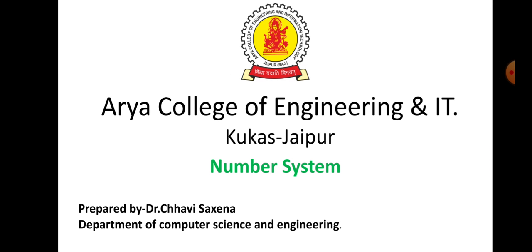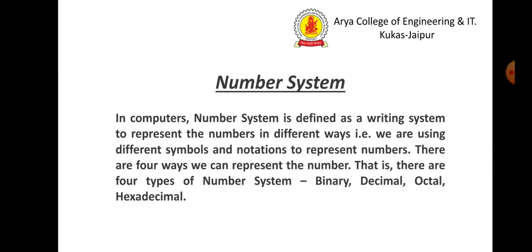In this video, we are going to discuss the number system. What is a number system? In computers, a number system is defined as a writing system to represent numbers in different ways. There are basically four ways in which we can represent a number: binary, decimal, octal and hexadecimal. Let us see all these one by one.